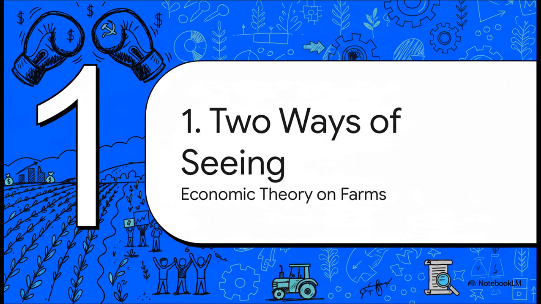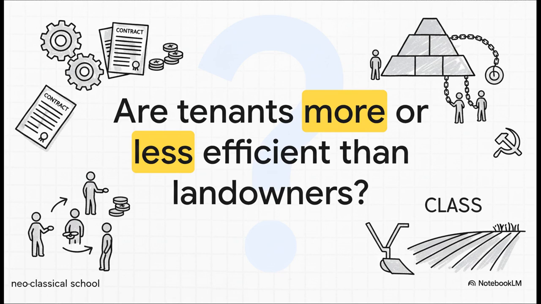All right, so in one corner, we have the mainstream neoclassical approach. In the other, the Marxist approach. The fascinating thing is, they're both looking at the same field, the same farmer, the same lease, but what they see couldn't be more different. It's like they're wearing two completely different pairs of glasses. And this one question gets right to the heart of it. Are tenants more or less efficient than landowners?